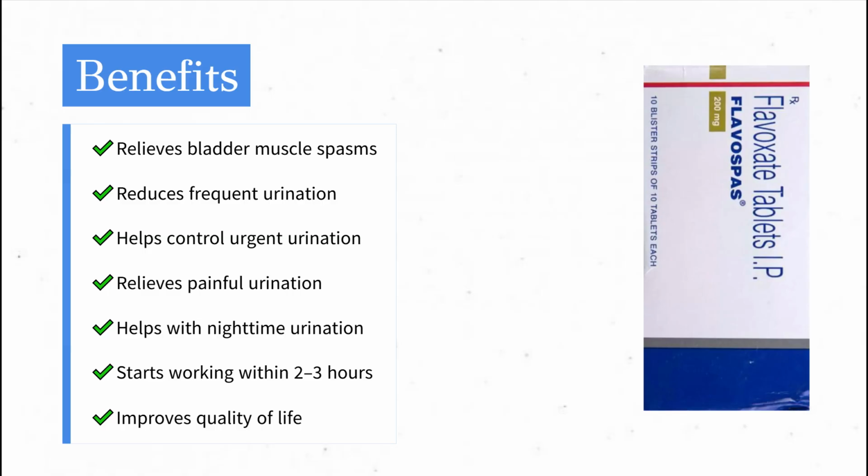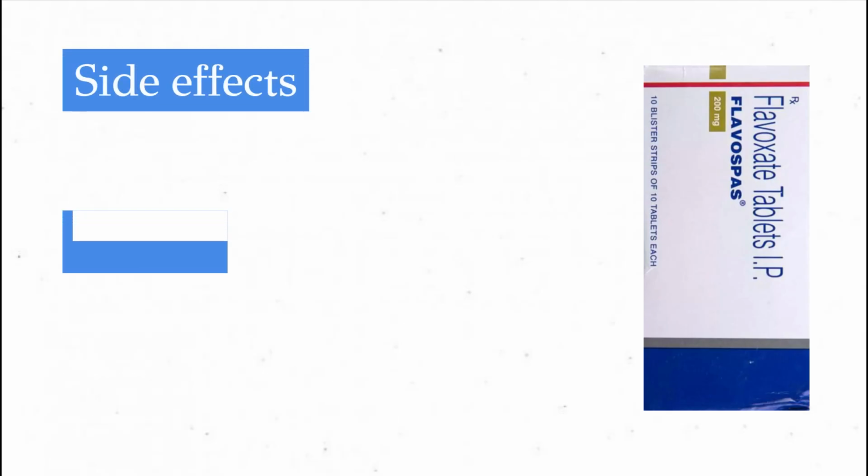The medicine also relieves painful, frequent, or nighttime urination and reduces urinary urgency that may occur with certain urinary tract infections. It starts acting quickly, usually within 2 to 3 hours, and helps improve overall quality of life when taken as prescribed. Side effects. Like all medicines, Flavospas Tablet may cause side effects in some individuals.